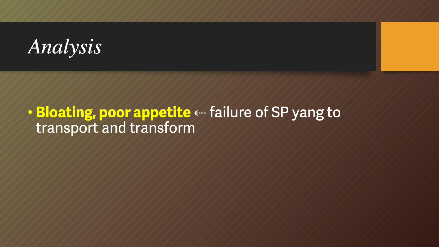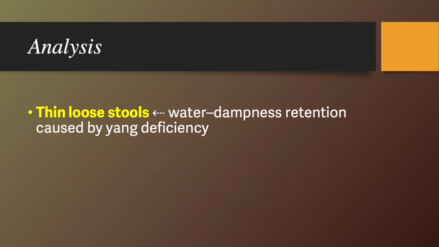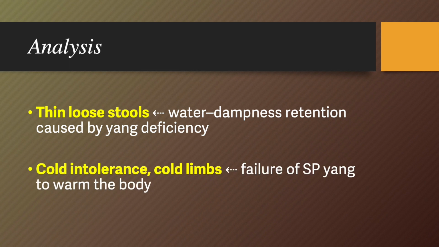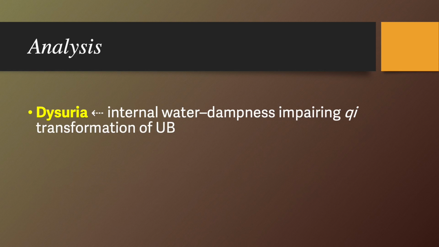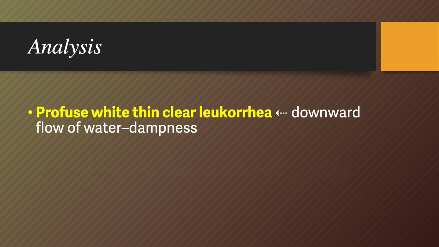Failure of spleen yang to transport and transform may cause bloating and a poor appetite. Yang deficiency may produce internal cold retention and qi stagnation, causing abdominal pain with a preference for warmth and pressure. Yang deficiency may cause water dampness retention and subsequent thin loose stools. Failure of spleen yang to warm the body may cause cold intolerance and cold limbs. Internal water dampness may impair the qi transformation of the urinary bladder, leading to dysuria. Water dampness in the body may cause a general heavy sensation. Downward flow of water dampness may cause profuse white, thin, clear leukorrhea.